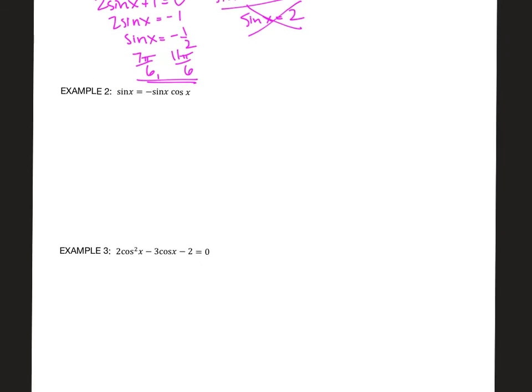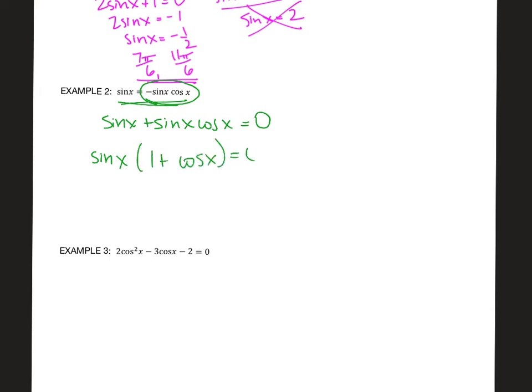So this one, if I want to solve it, I'm going to move everything to one side, meaning I'm going to add this term to both sides of the equation. I'm just going to move it, in other words, so that it equals 0. Now I'm going to factor. This one is going to be factored by GCF. So I'm going to factor out the sine of x, which leaves me with 1 plus cosine of x.